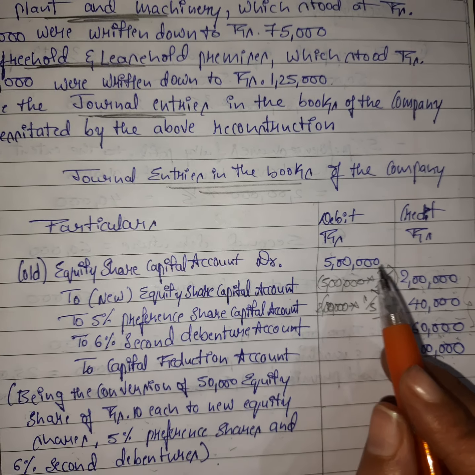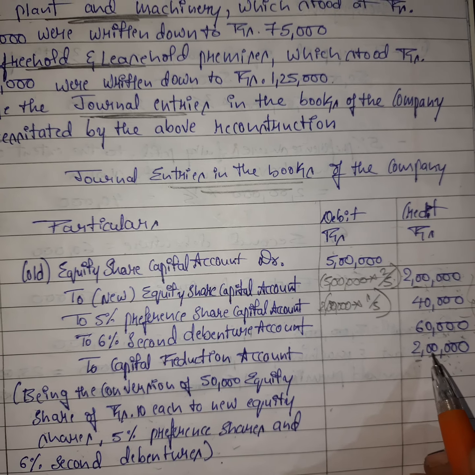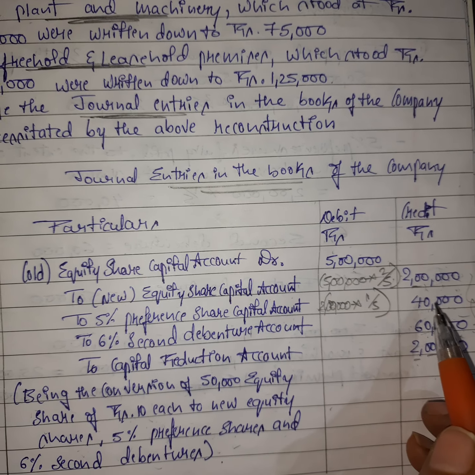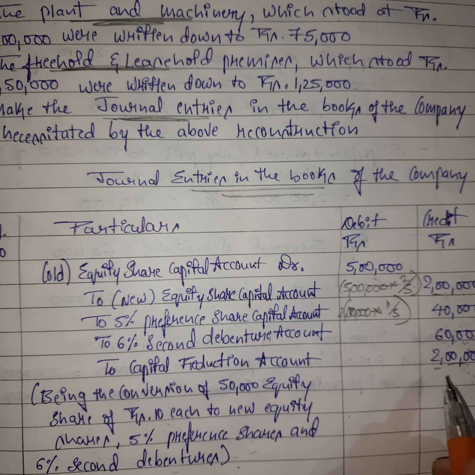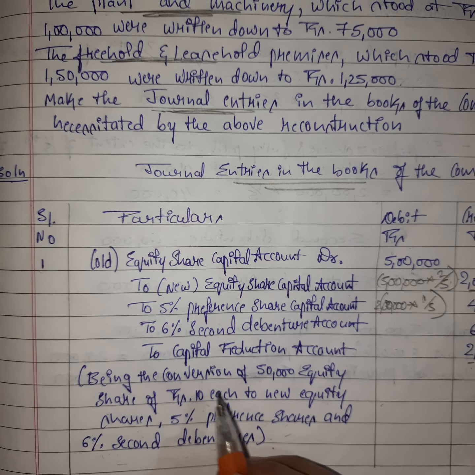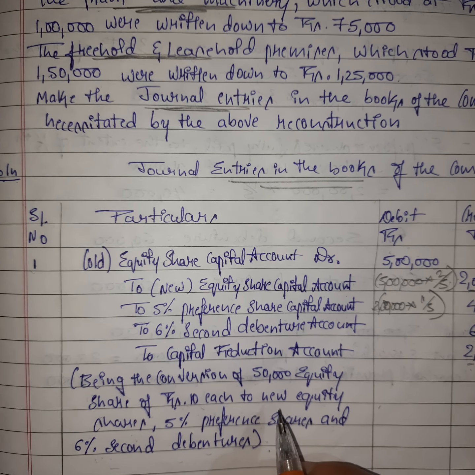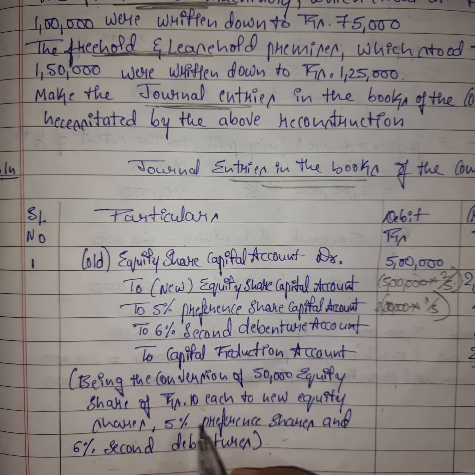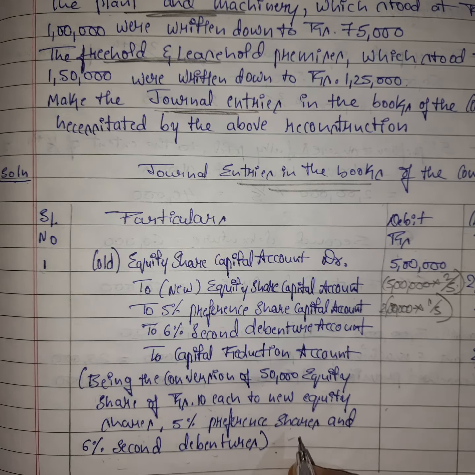It will be deducted from the 5 lakh. So the remaining balance will be treated as capital reduction account. The amount has been reduced: 5 lakh minus 3 lakh, the remaining balance is 2 lakh. It is the reduced amount. Being the conversion of 50,000 equity shares of rupees 10 each to new equity shares, 5% preference shares and 6% second debentures.